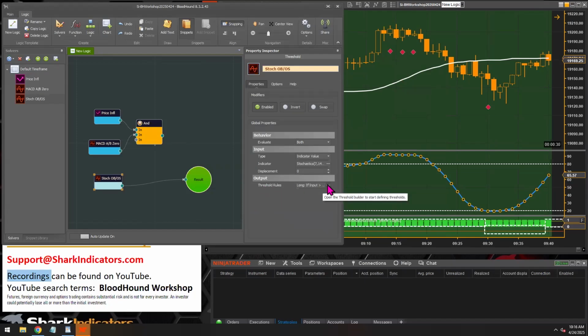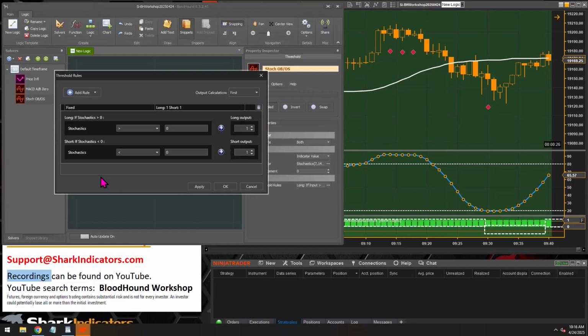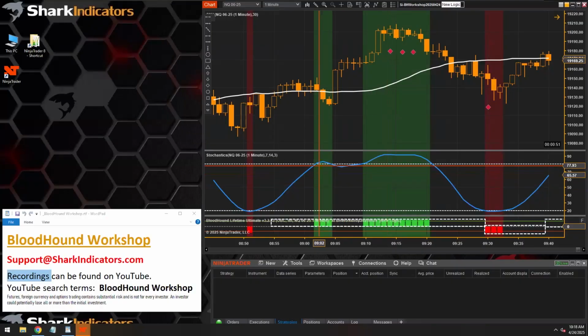Now we need to go into the threshold rules. We want to identify when that stochastic is greater than 80, or if the stochastic is less than 20. So this is the overbought territory, and this is the oversold territory. Hit apply. There's our stochastic overbought and oversold. Remember, we want the opposite of this. We only want signals when the stochastic is in the middle territory here.